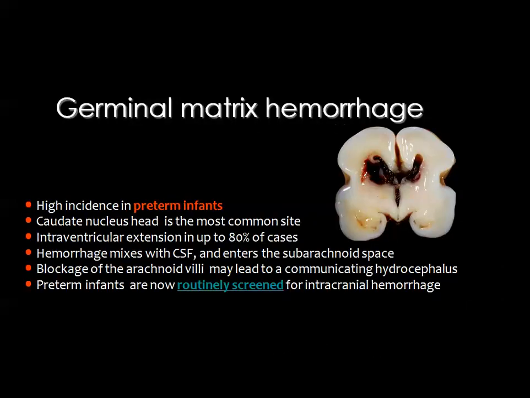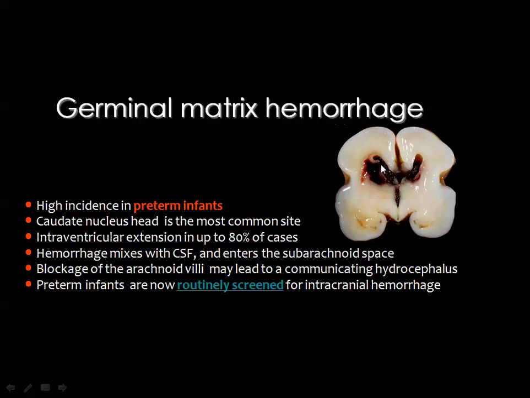Then we came to the germinal matrix hemorrhage, and this also is commonly seen in the premature infants. And the germinal matrix is the layer which is located in the ventricular wall, responsible for the formation of the cortex, as I have mentioned in the lecture of cortical formation. And this germinal matrix will involute except the region near the head of the caudate nucleus, which is the most common site to develop this type of hemorrhage in the premature neonate.